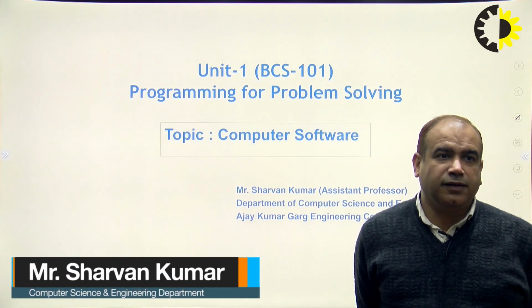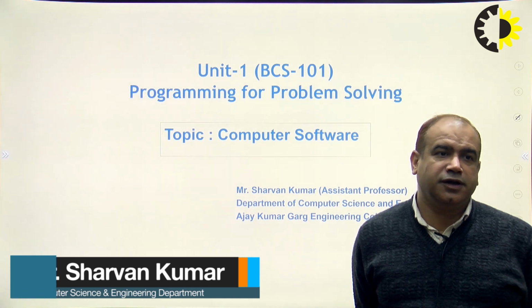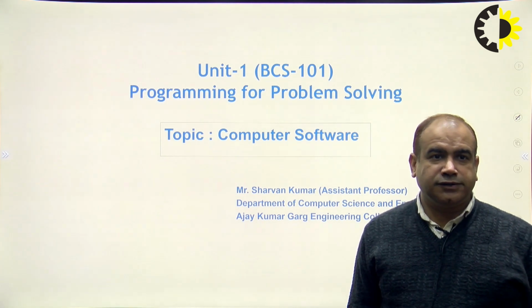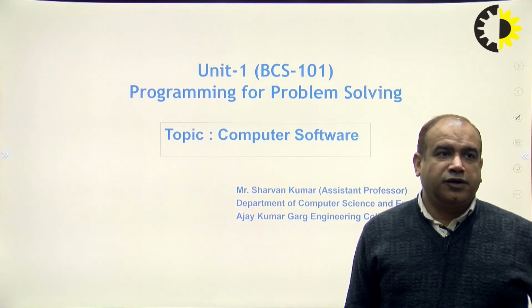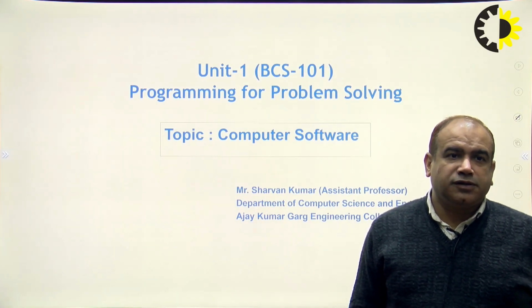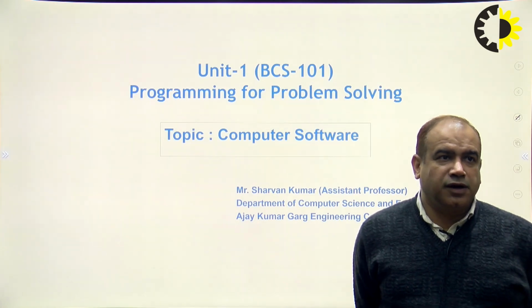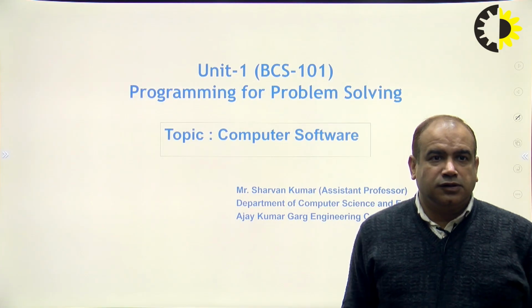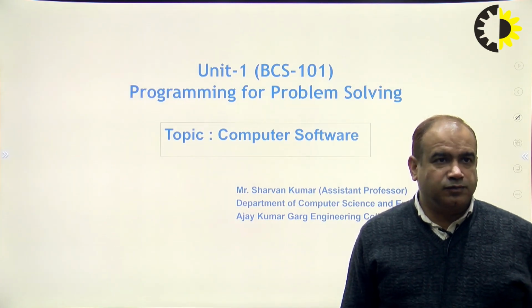Myself Sharvan Kumar, Assistant Professor in the Department of Computer Science and Engineering at AKGEC, Ajay Kumar Garg Engineering College, Ghaziabad. My today's topic is computer software. That is part of my syllabus, Programming for Problem Solving, from Unit 1.